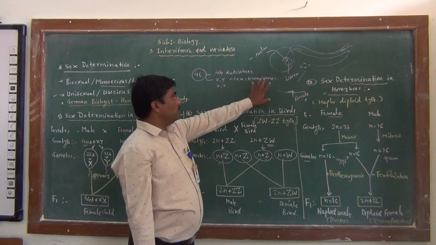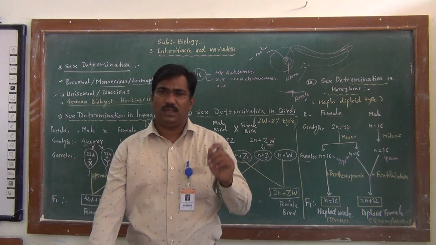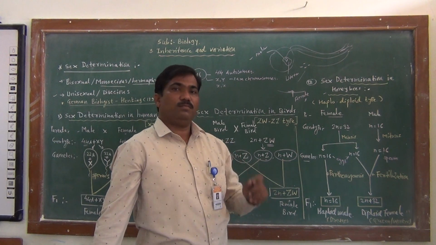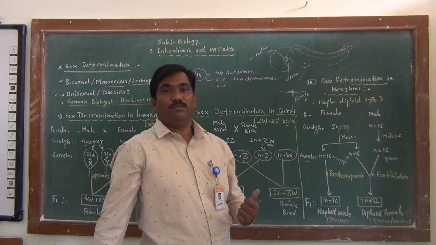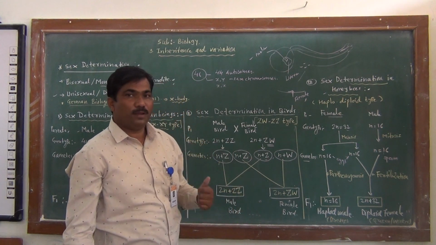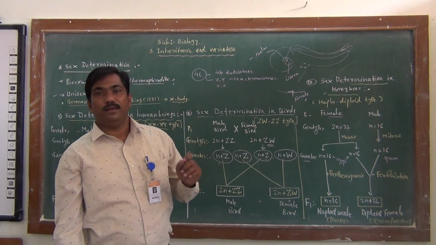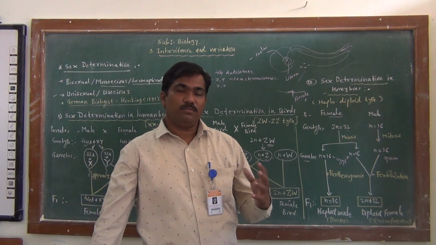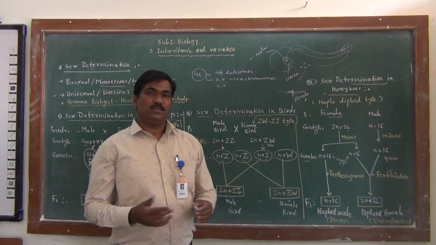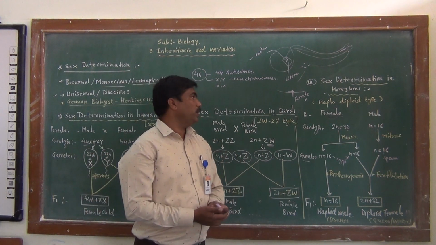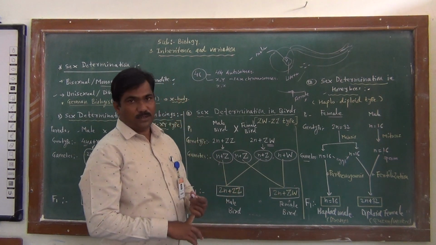So this is another example given in our book, the marine worm Bonellia viridis, in which the sex of the individual is determined by where the larva settles. So some environmental factors are also responsible for sex determination. Okay, so this is about the chromosomal mechanism of sex determination.